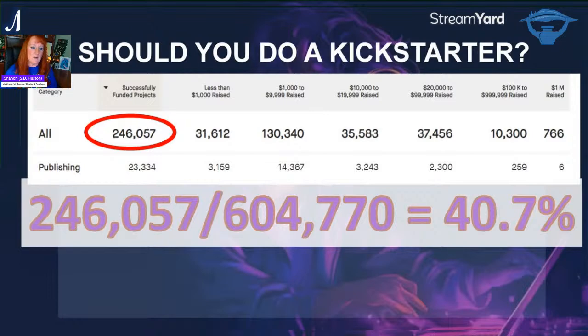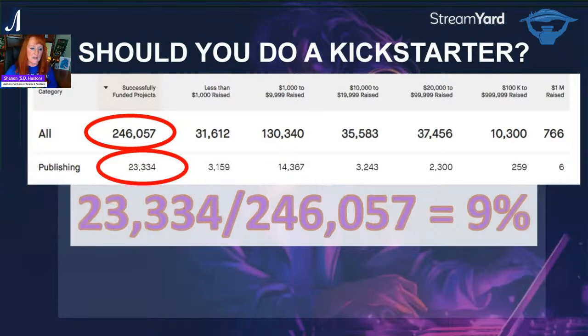So I also included here the publishing number, which you can see is 23,334. This is how many successfully funded projects have appeared on the platform since its inception in 2009. And if you look at what percentage of what's on the platform that is, it's around 9%. 9% of what's on Kickstarter have been publishing projects. Now, what I will say is this publishing does not include comics and illustrations. They have that as a separate category. And that number was smaller, but this publishing here incorporates everything else: children's book, literary fiction, nonfiction.